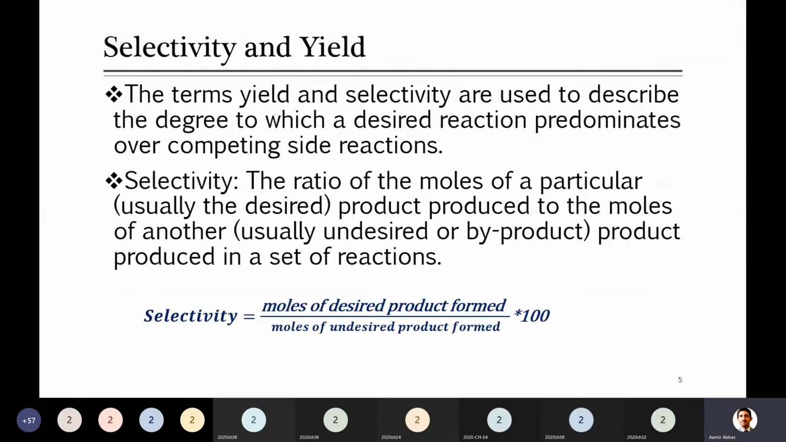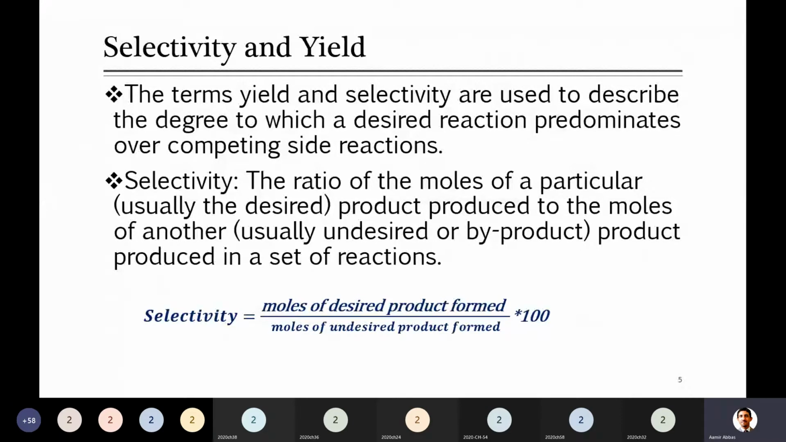Yes, sir. Selectivity, as its name indicates, is about how selective your process is. I gave you one example last time: for example, 100 moles of your desired product are produced and 25 moles of undesired product are produced. So you can say it is 100 over 25, meaning 4:1, or if you convert it into a percentage, it will be something like... No, I think here I'm realizing one mistake. Usually we don't report selectivity in percentage.